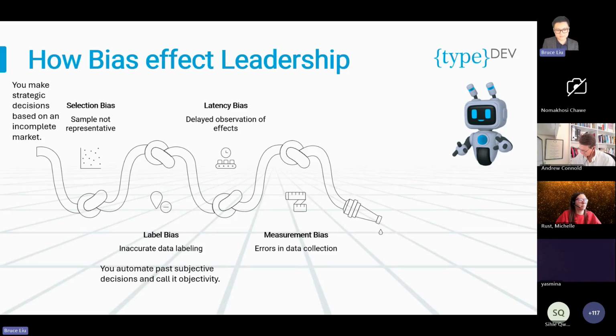Label bias: you automate past subjective decisions and call it objectivity. So again, depending on how the AI model is decided to train, it can depend on whether there is a slight subjective answer that comes out of it. So who is training the AI models, and what is the final answer that you provide for the AI models itself? Okay, so this is, of course, more related to machine learning algorithms if you have them in-house.